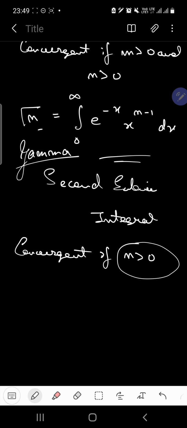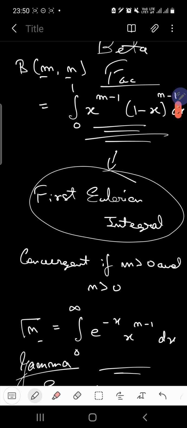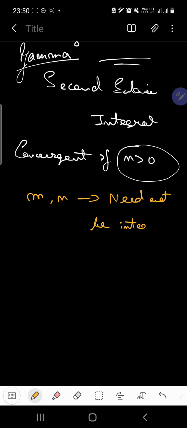One more thing I should tell you is that when we are talking about the beta function or the gamma function, this m and n need not be integers. They should be positive, both of them, but they need not be integers. That is an important statement.